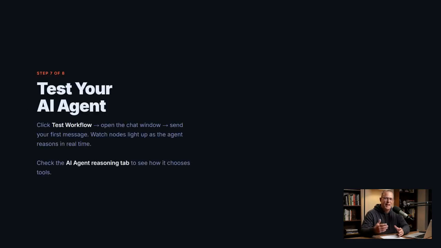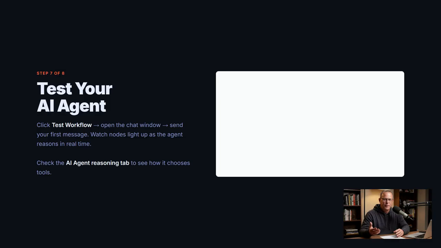All right, it's time to test what we've built. This is always my favorite part, because this is when the agent comes to life. First, make sure your workflow is saved, Control S. Then look for the Test Workflow button at the bottom of the canvas, or the chat icon. Click it to open the built-in chat window.